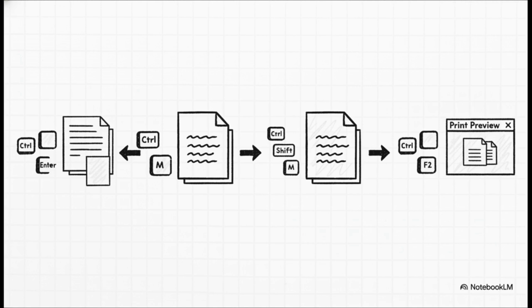Want to indent a paragraph? That's Control and M. Oh, you changed your mind? No problem. Control, Shift, and M will undo it. And my personal favorite, before you waste a single drop of ink, hit Control and F2. That pops up the print preview so you can see exactly how your document will look on paper.